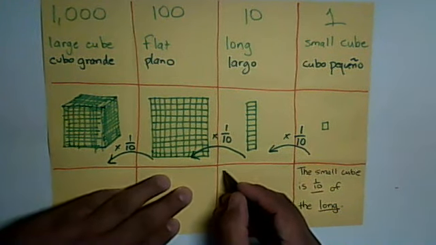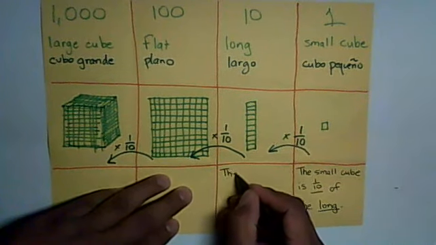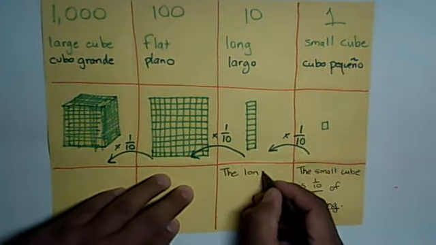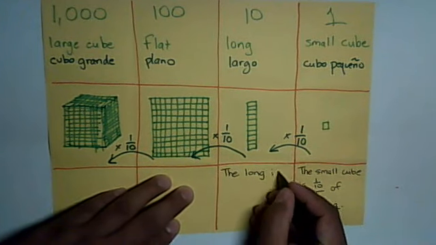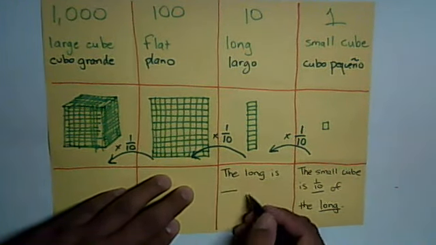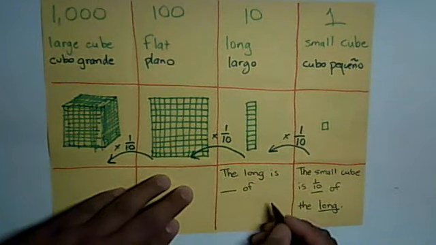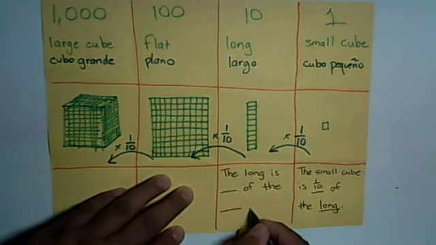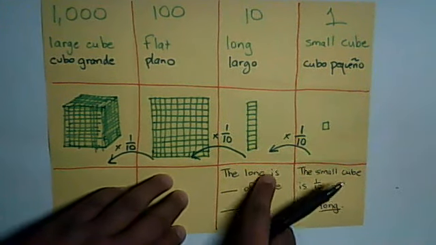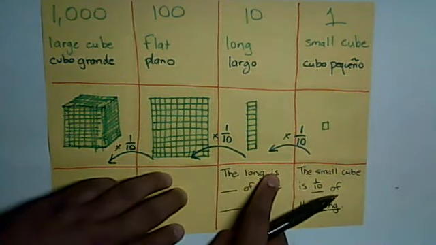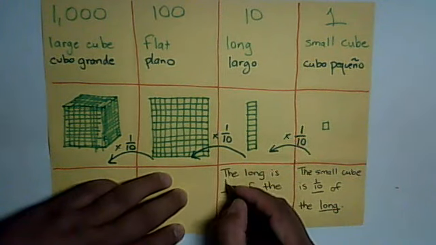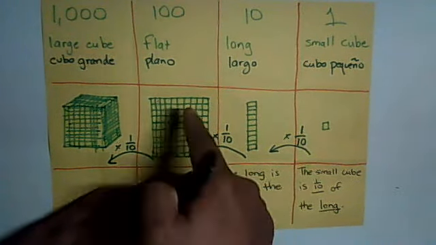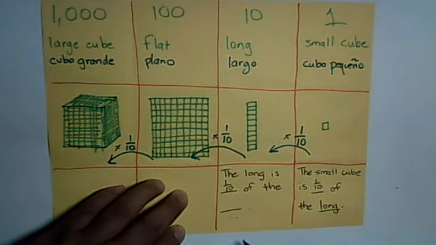Next one. What is this called? Long is blank of the blank. Okay? The long is 1 out of 10 of the, what is this picture here? The flat.